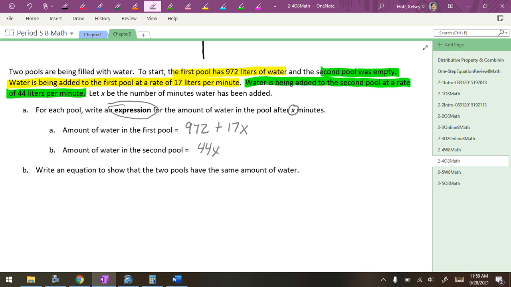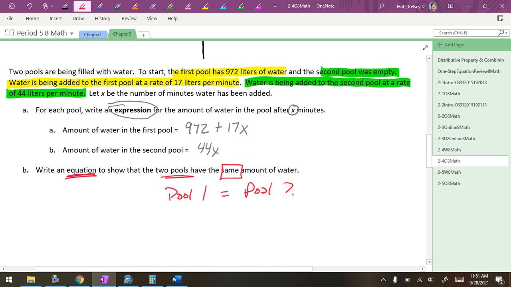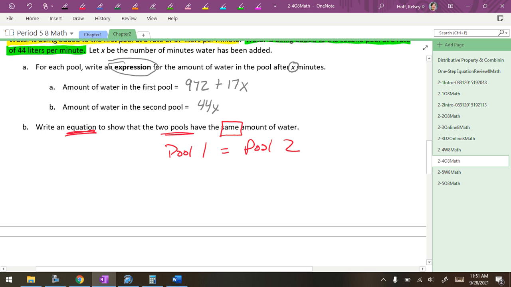Sometimes you're going to put it into Alex and you write 44x plus 0, and it's going to say, please write your answer in the simplest form. Because I don't want you at plus 0. When you add 0, it really is what you originally had. You've done the hard part of this problem. Now they say, write an equation, so we're actually going to have an equal sign, to show the two pools have the same amount. In math, the same amount means equal. So they want you to equal pool 1 to pool 2. Well, you just wrote pool 1, right? What was pool 1?